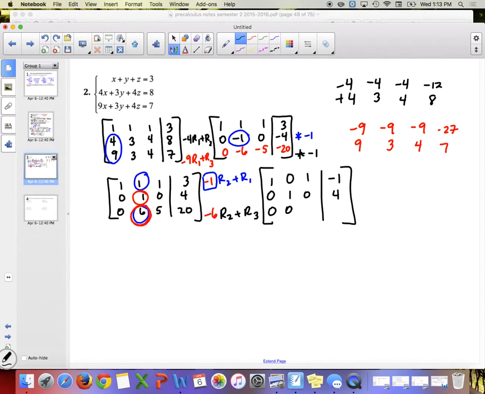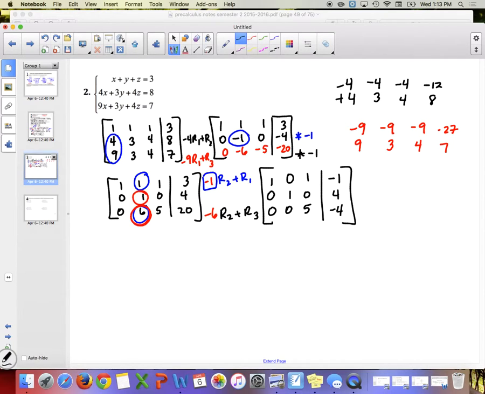Okay, so -6 times row 2: -6 times 0 is 0, added to 5 is 5. -6 times 4 is -24, added to 20 should be -4. So Natalie, I think you had +4, so check that.